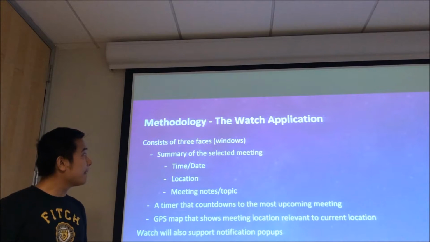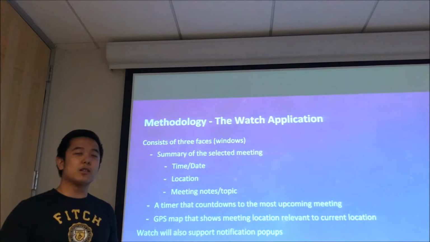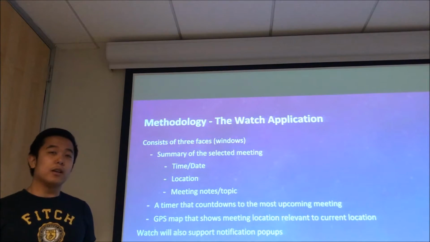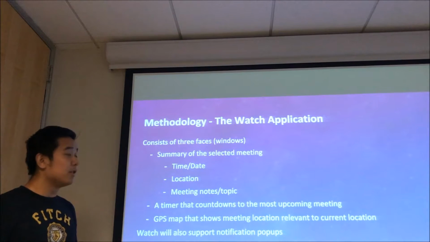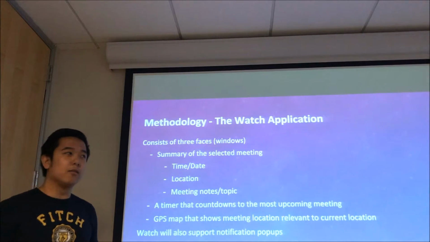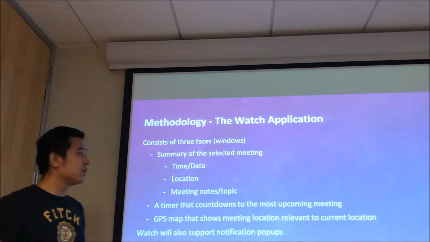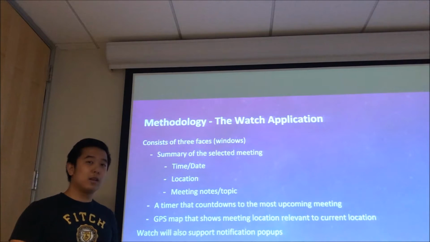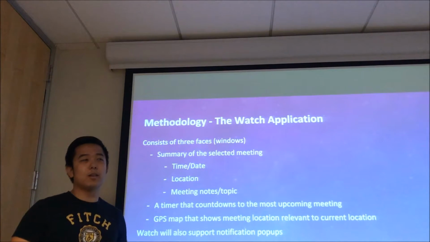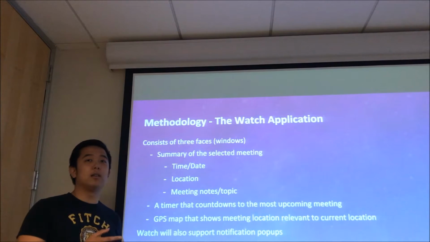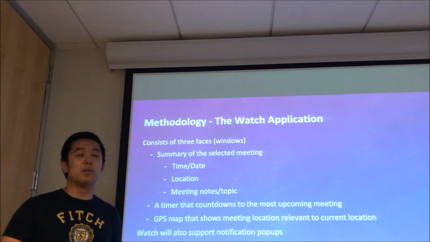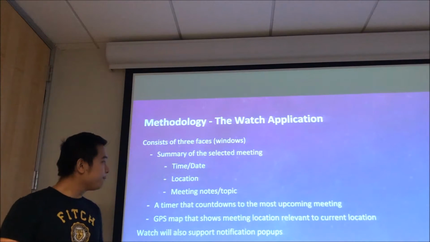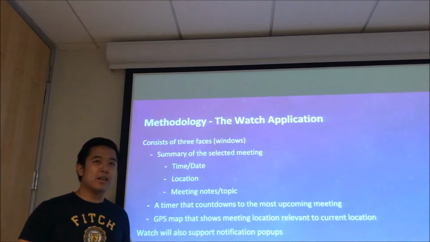Next slide, please. This comprises the main functionalities of our smartwatch application. The smartwatch will consist of 3 primary faces. In the first face, there will be a summary of the most recent meeting, in which it will be displayed the time and date of the meeting, the location, such as an address of the meeting, as well as any notes and the group name the meeting belongs to, if a user belongs to multiple groups.